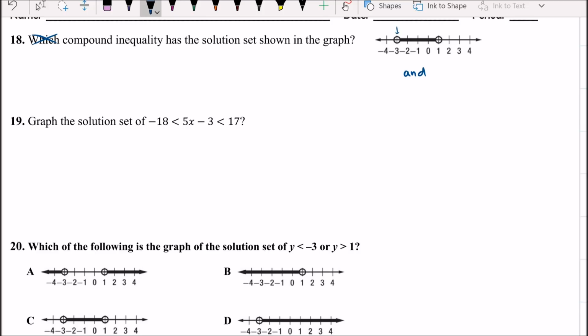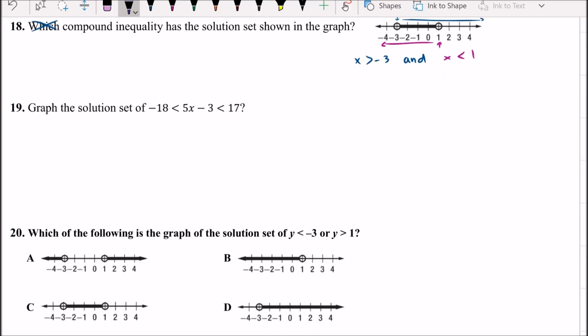So if I look at -3, my solution goes in this direction. I would say x greater than -3, and there's no equal because it's an open circle. And if I look at 1, my solution is on the left side, meaning x less than 1. And that's pretty much it. Intersection, the answer is AND. If they go in both directions and don't overlap, the answer is going to be OR. That's all for number 18.